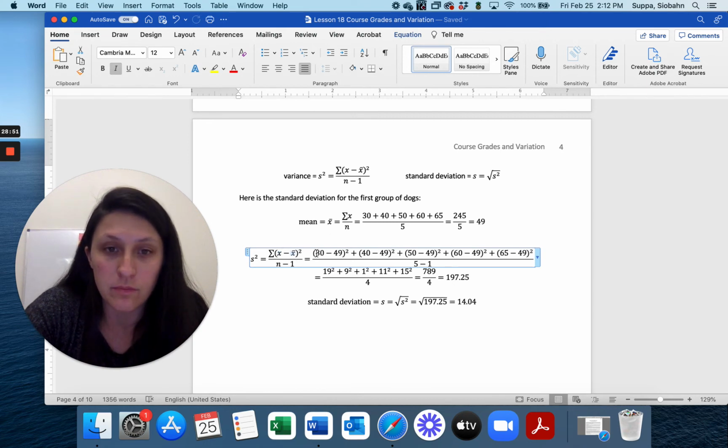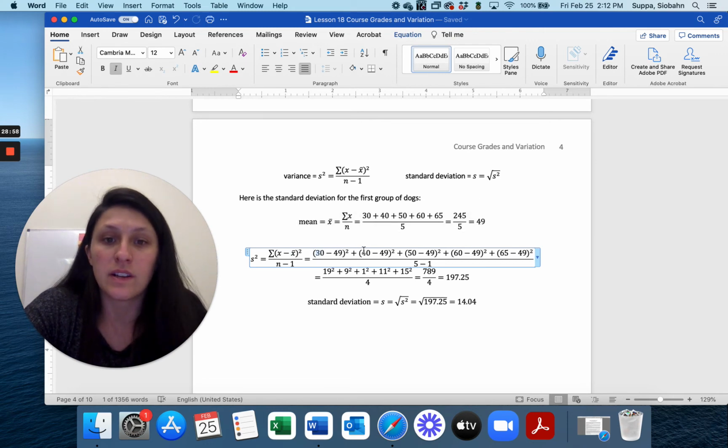So here you go. Here's the point 30. That was the first point. Minus the mean, which is 49. And then square that difference. Plus 40 minus the mean squared. Plus 50 minus the mean squared. Plus 60 minus the mean squared, and plus 65 minus the mean squared.